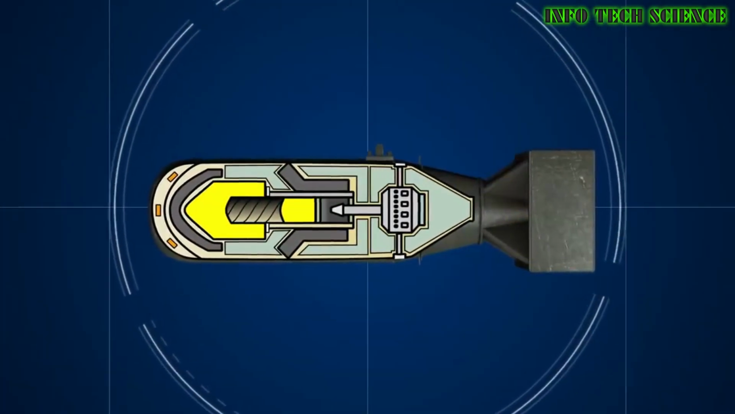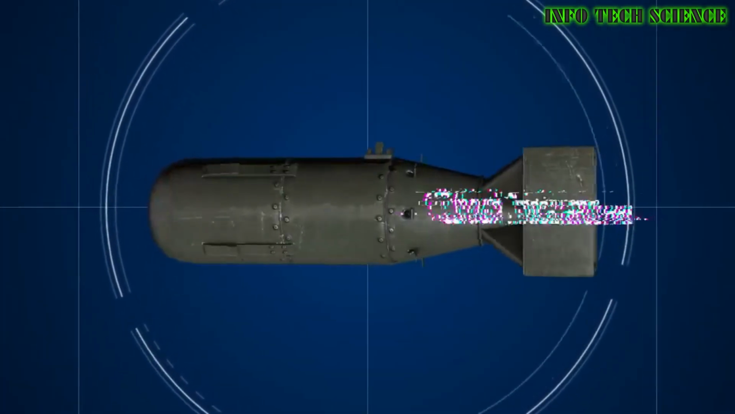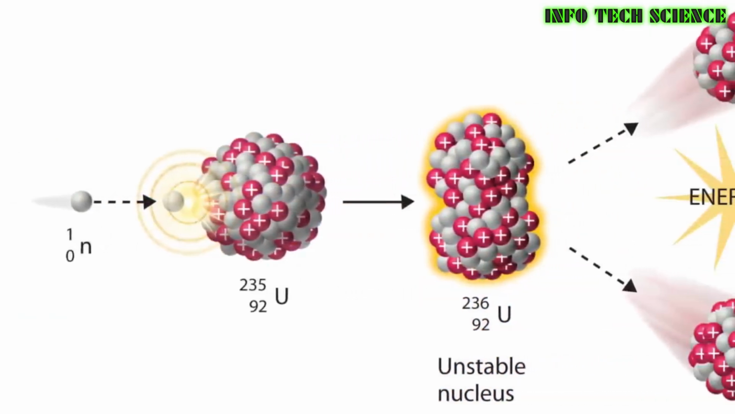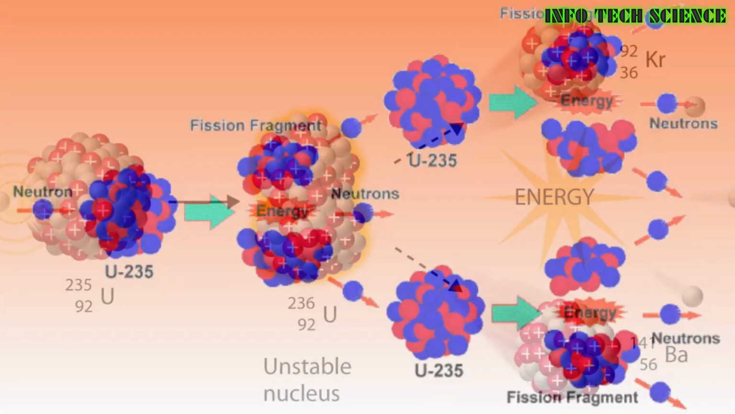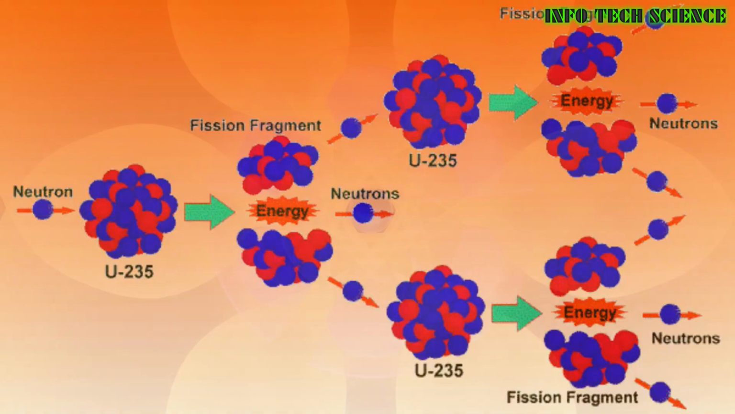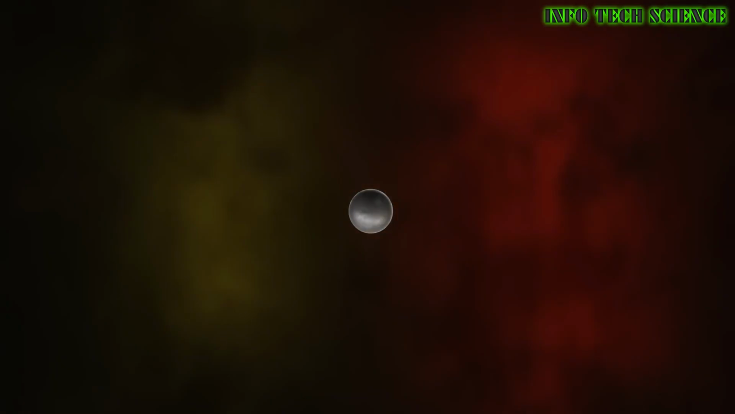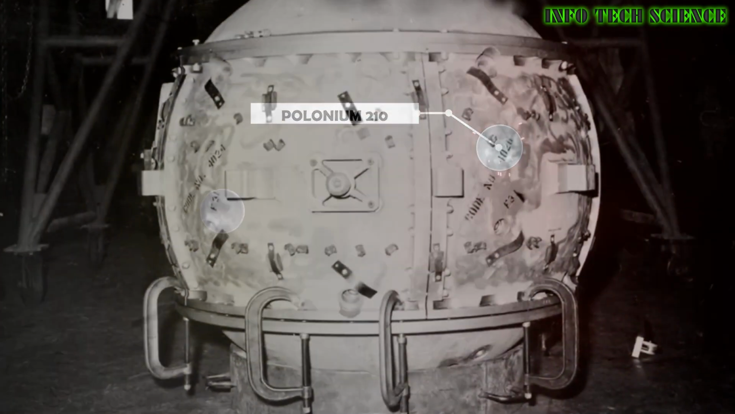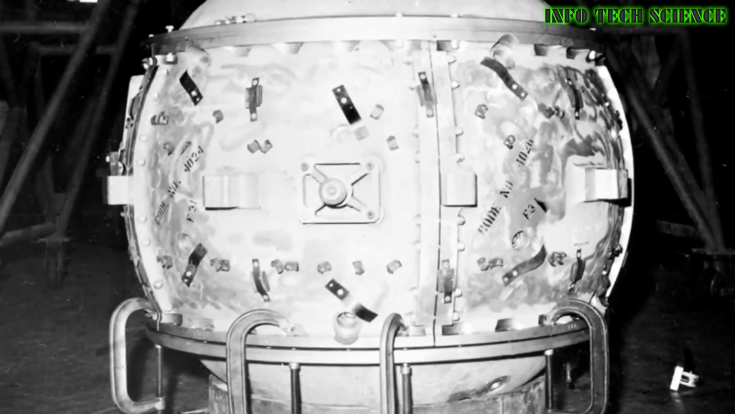Neutron reflectors surround the fissile material in an atomic bomb. Their primary function is to contain the chain reaction and enhance the bomb's efficiency. Materials like beryllium oxide or heavy water, deuterium oxide, are commonly used as neutron reflectors. They reflect the neutrons back into the fissile material, increasing the probability of further fission reactions and maximizing the energy output. The detonator ensures the precise timing of the explosion.